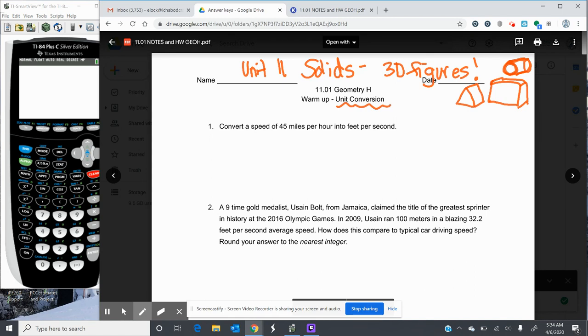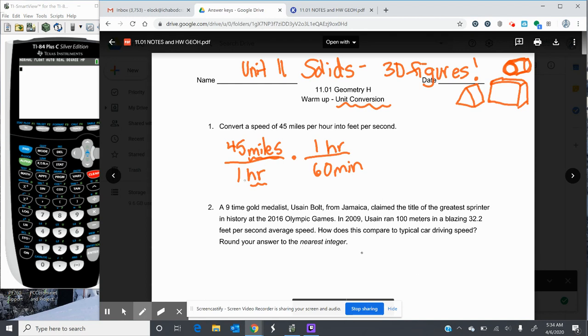So our first three questions on this warm-up are just dealing with unit conversion. Number one, convert a speed of 45 miles per hour into feet per second. And how we look at these is as ratios. So we're going to put 45 miles over 1 hour, and we're going to multiply by another ratio so that we eliminate our units. I'm going to cancel out the hours first. We know that 1 hour is equal to its next smallest unit, 60 minutes.